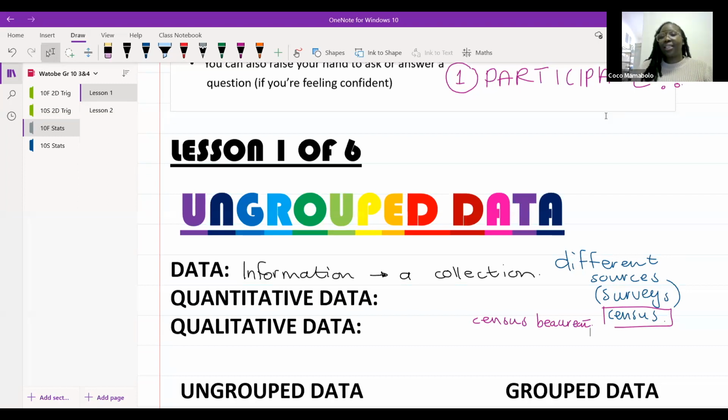Okay, so census is basically counting people. Okay, it's a counting of people. All right, so there's different ways to look at it.